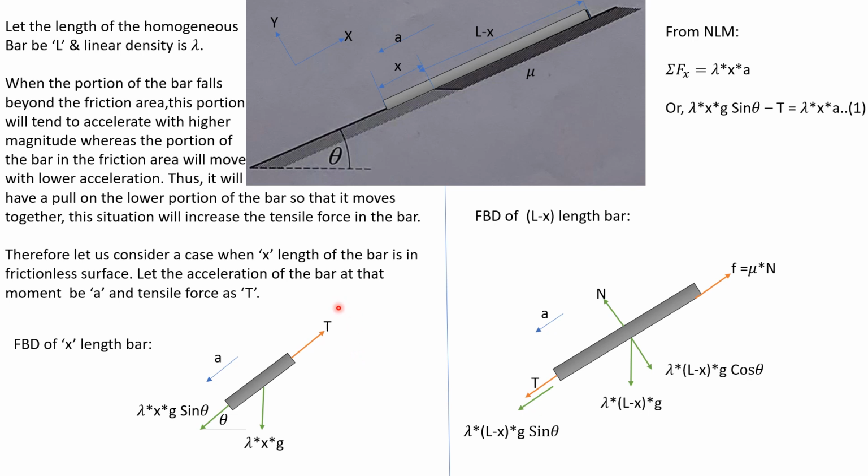And assume that T is the tension force which is acting over here, okay? And a is the acceleration. So we will apply Newton's law of motion and write an equation for this. The summation of force in the x direction is equal to mass, lambda into x is the mass, into acceleration, okay?